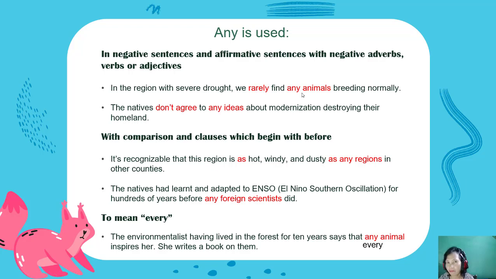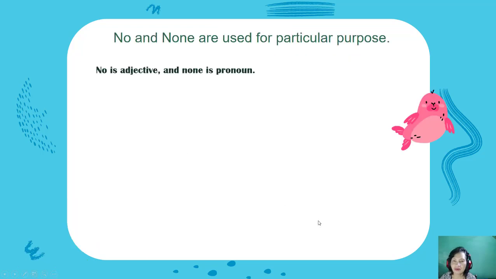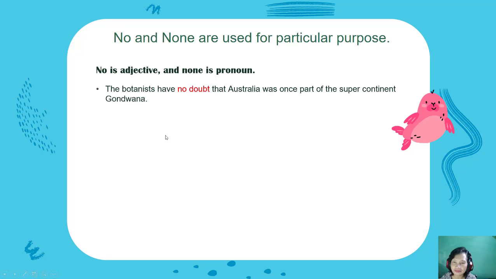This means some. That's why we have plural: animals and ideas, also regions, scientists. Okay, so we talk about no and none. None is used for a particular purpose. No is an adjective and none is a pronoun.